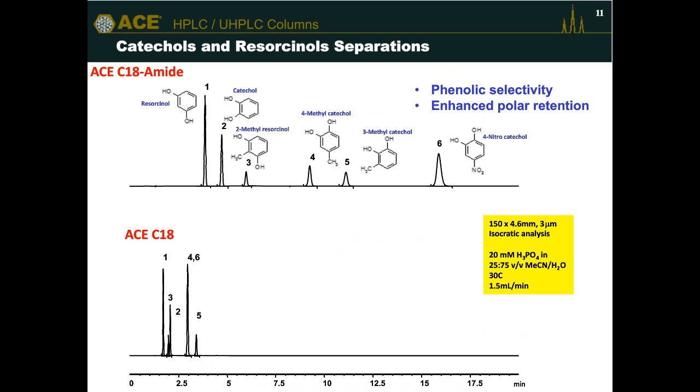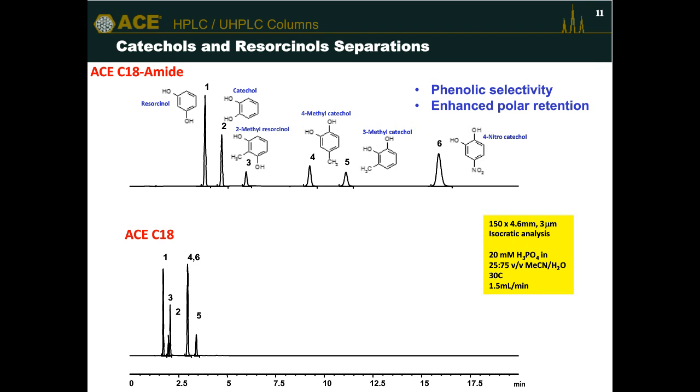Well, here we have a simple example. On the top, we have the C18 amide chemistry. You can see we have these polyhydroxy aromatic, sort of mid-polar type compounds, relatively well separated and retained. Whereas under exactly the same conditions, using a C18 chemistry, we can see all of these compounds elute much more quickly with poorer separation and resolution. And so the C18 amide chemistry provides those different mechanisms of interaction to help us with separation and retention.